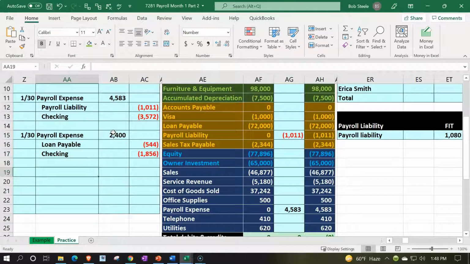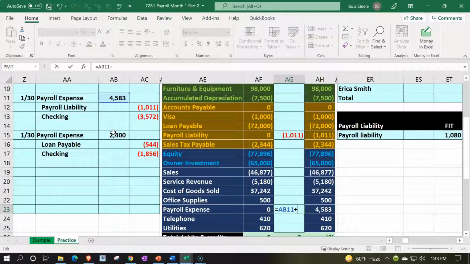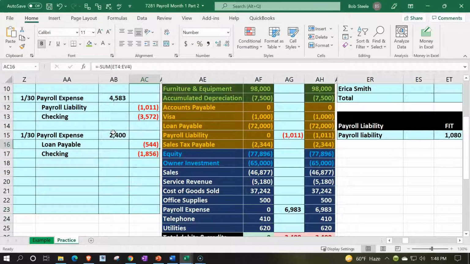That's in the payroll expense. We'll just use the keyboard this time. No mouse. No mouse. F2 plus F2. Going up to that 2,400. There we have it. Payroll liability then.